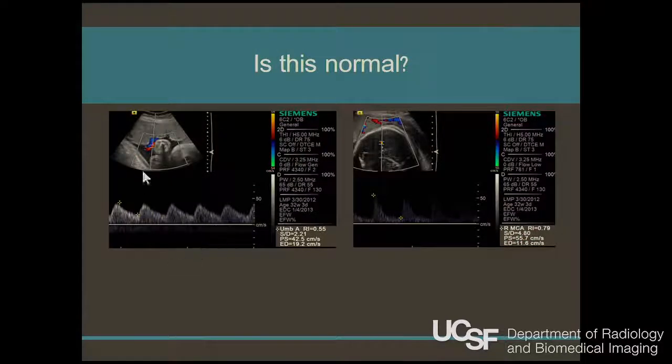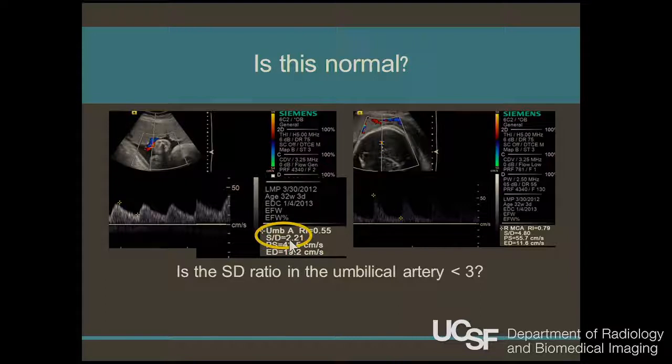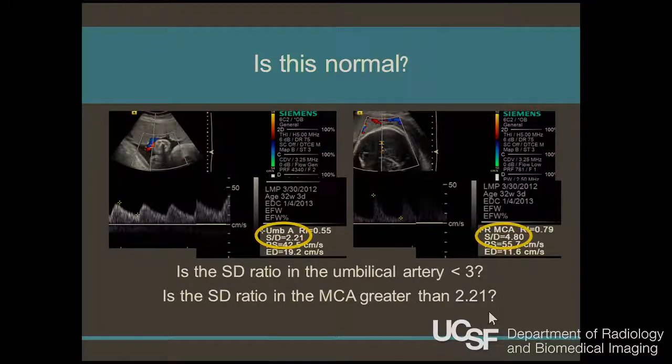So if you look at one, here is a Doppler tracing on the umbilical artery. Is the SD ratio in the umbilical artery greater than 3? Less than 3, excuse me. Yes, it's 2.2. Is the SD ratio in the middle cerebral artery greater than 2.2? Yes, that's normal. That's how easy interpretation of these is. If this were 3.5, it's abnormal. I've actually never seen this be normal and this be less.